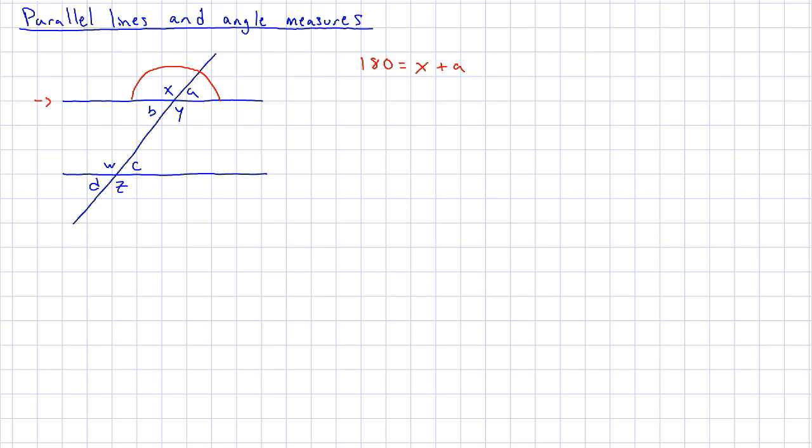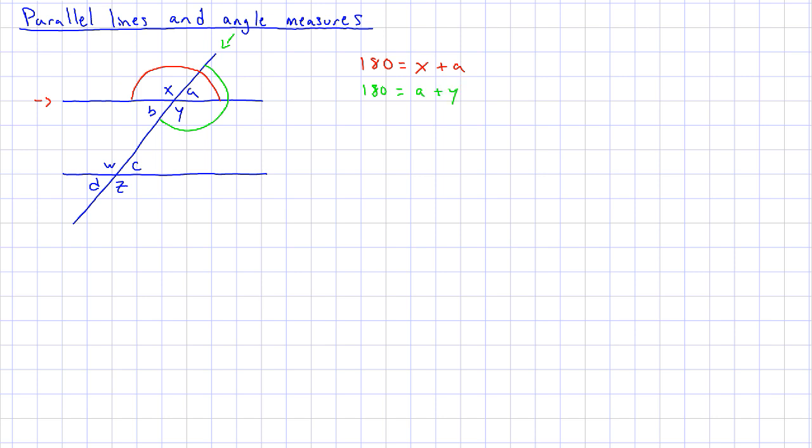Now let's look at a different straight line. If I look at this line here, my transversal line, I'm going to draw my angle here, going from there to there. This again is 180 degrees because it's a straight line. And the two angles that make up that 180 degrees are A and Y. So 180 equals A plus Y.